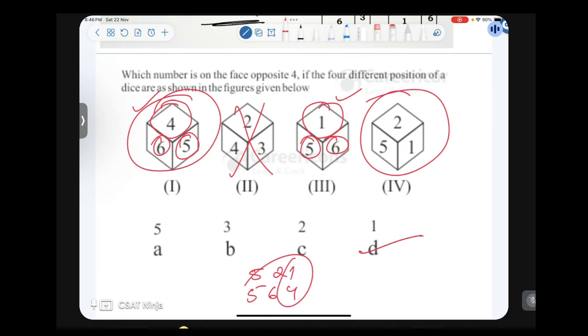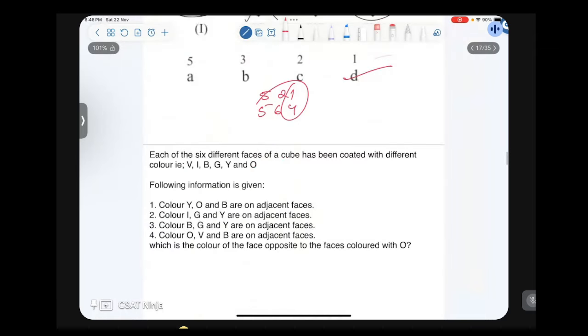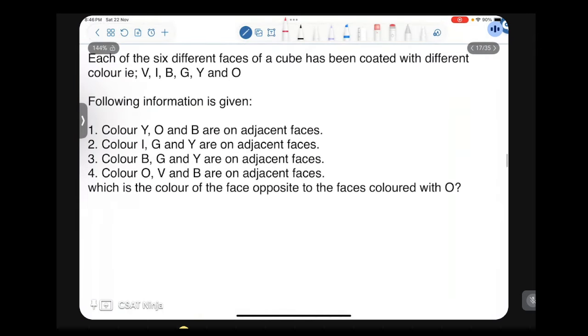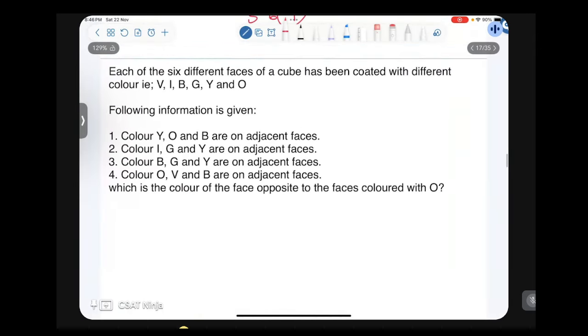If you look here, 1 and 4 are opposite to each other. So it depends on your approach in the exam. You can use any approach, but just for your understanding, I'm discussing these two concepts here. Let's try a question here. The question is like this. It's a little bit tricky.